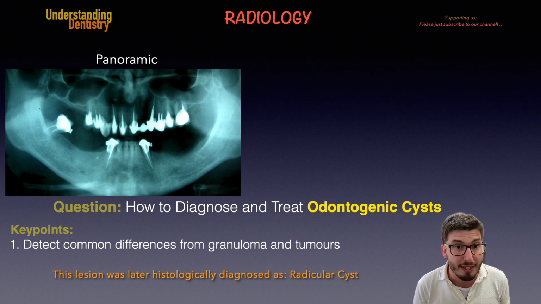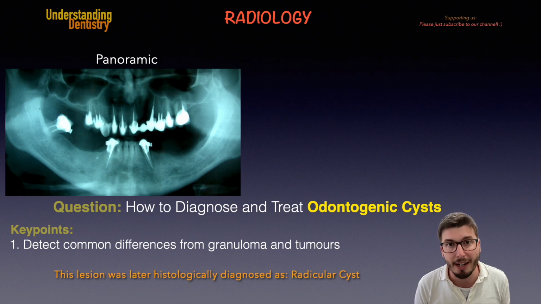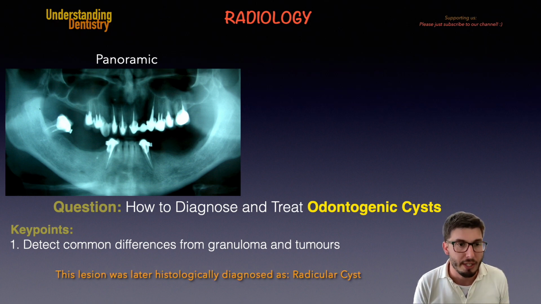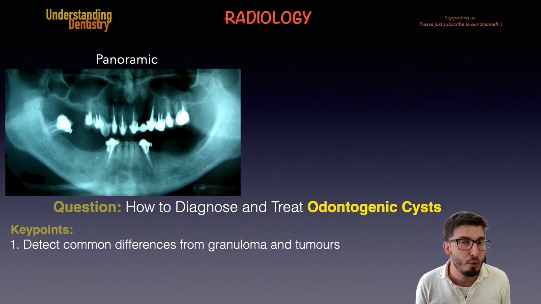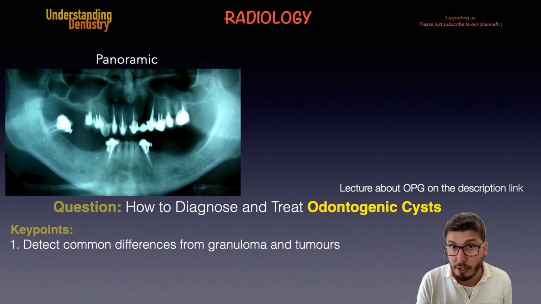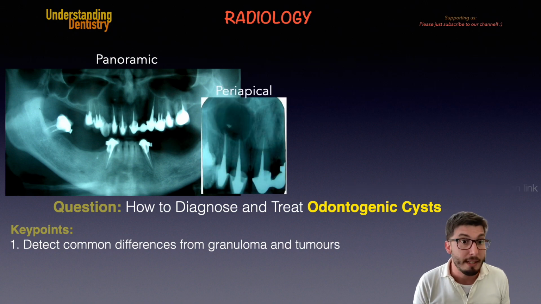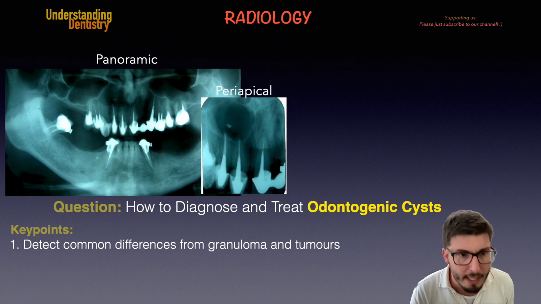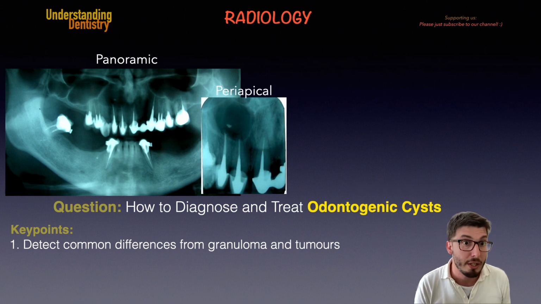So the lesion is actually related to the upper right maxilla. Of course, if we want more details, then we would take a periapical radiograph, as you guys probably saw in the last lecture about OPGs. If you guys didn't see this lecture, then this will be the first link in the description below, okay? So let's see the periapical radiograph of this case, and now we are seeing that the lesion is related to the 1-1 and the 1-2.